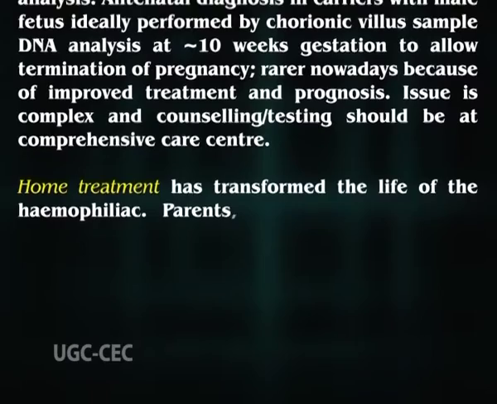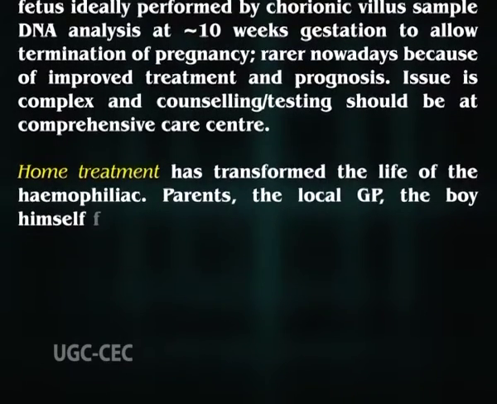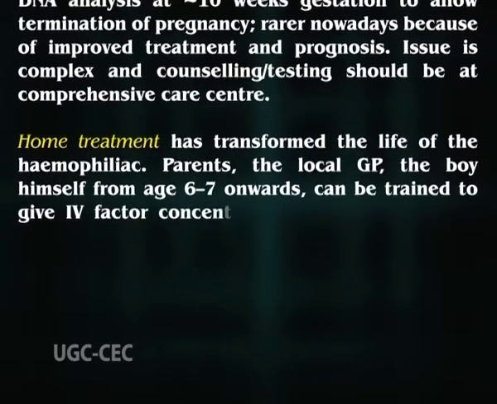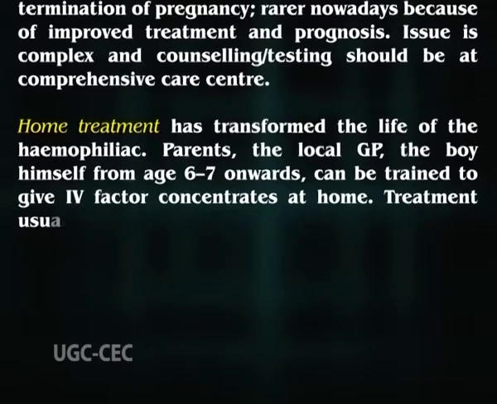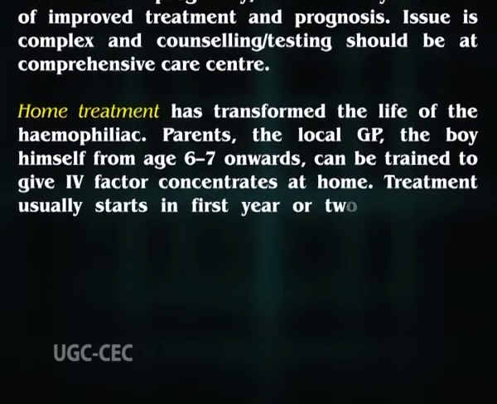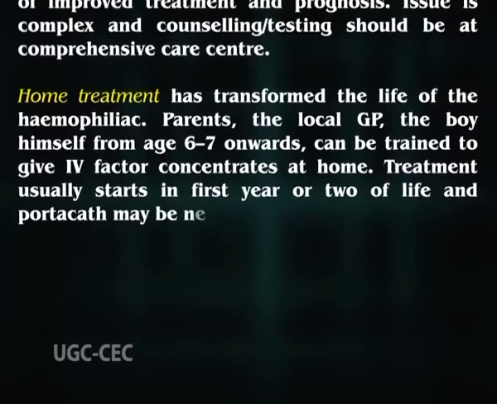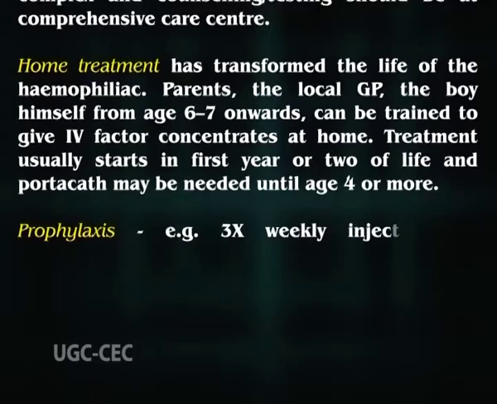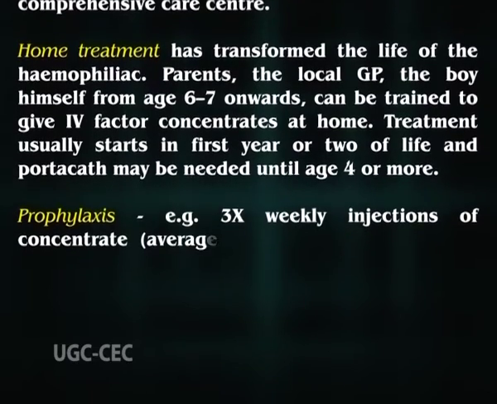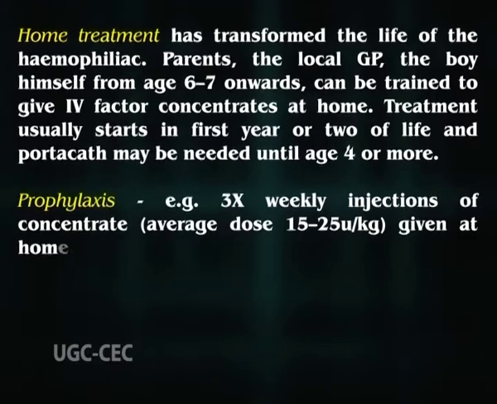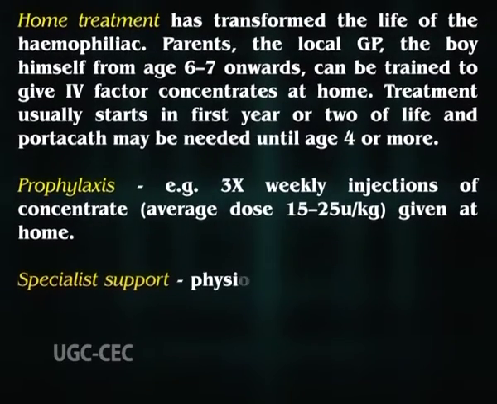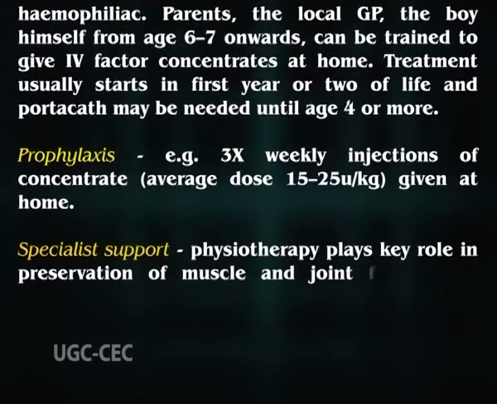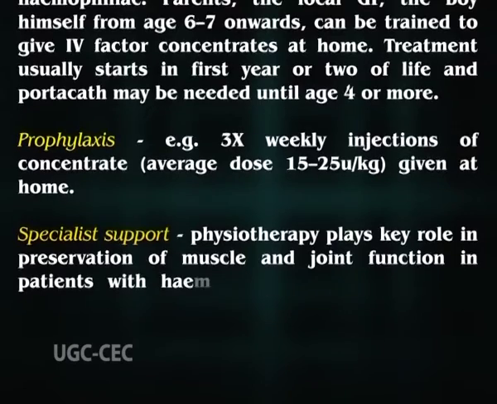Home treatment has transformed the life of the hemophiliac. Parents, the local GP, and the boy himself from age 6 to 7 onward can be trained to give factor concentrate at home. Treatment usually starts in the first year or 2 of life, and prophylaxis may be needed until age 4 or more. For example, a 3 times weekly injection of concentrate. Average dose 15 to 25 U per kg given at home.